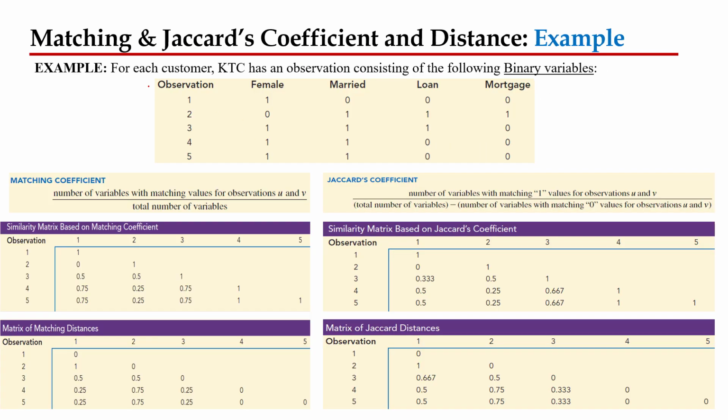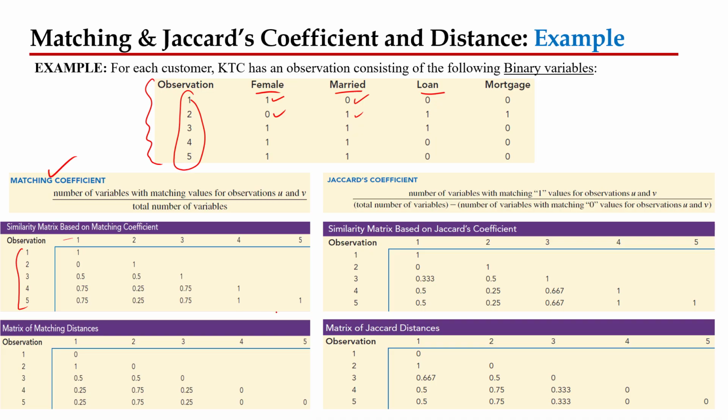Let's say we have this data set with 5 observations and 4 features. One is female, where 1 indicates a female and 0 indicates a male. Similarly, married: 0 indicates unmarried, 1 indicates married. Then whether the loan is approved or not, and the same for mortgage. To calculate the measure of similarity using the matching coefficient, we are going to develop a 5 by 5 matrix, which means a 5 by 5 table, with 5 in the rows and 5 in the columns.